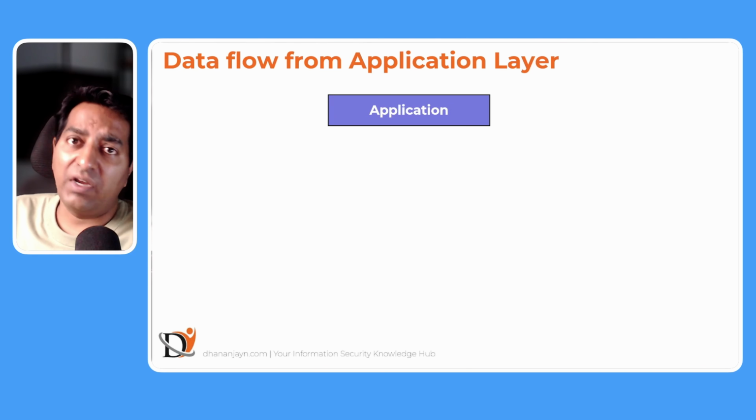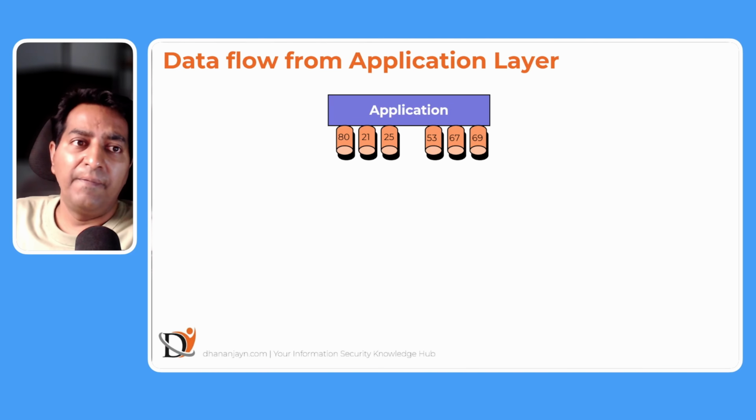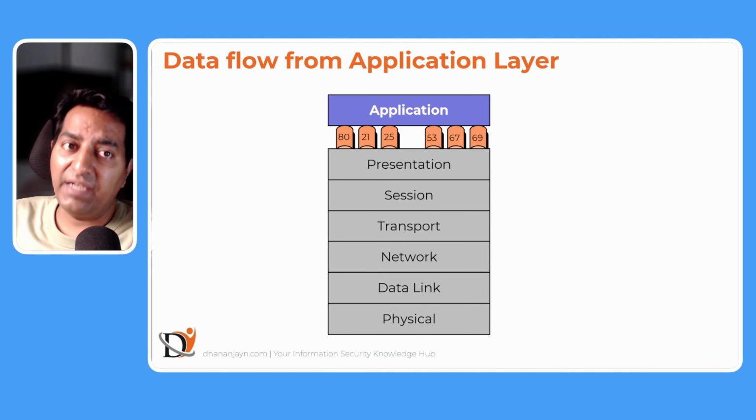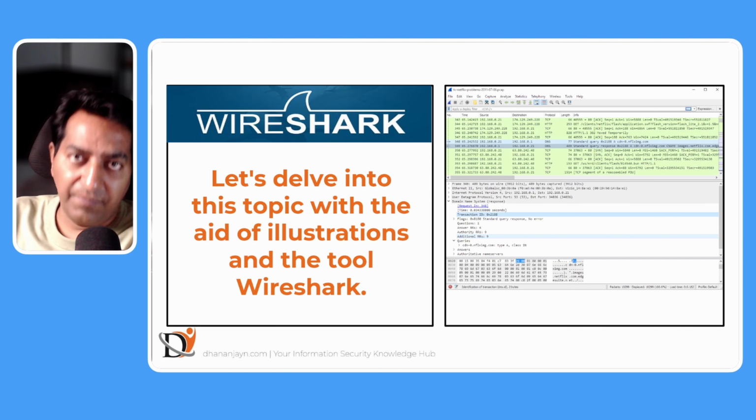So when we talk about the data flow, the application layer actually attaches the port number to the data before it submits that data to the next layer. So data at the application layer is attached with the port number and then it is submitted to the next layer.